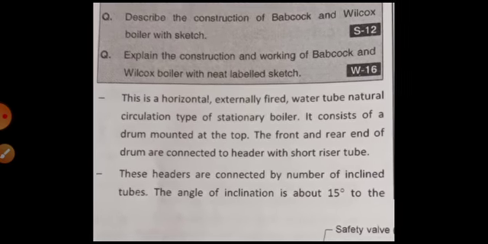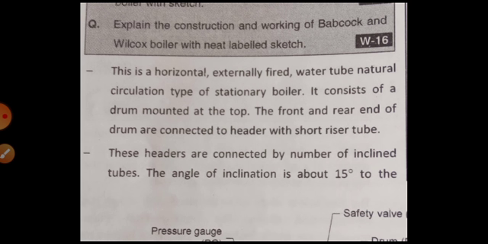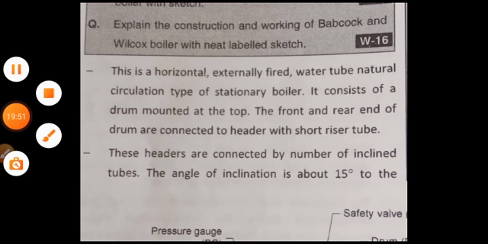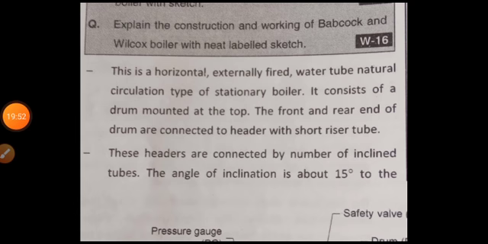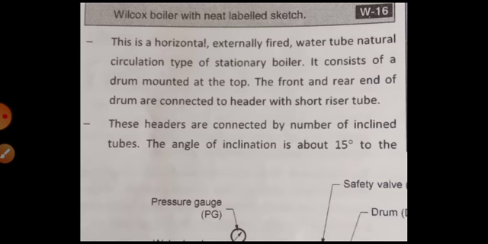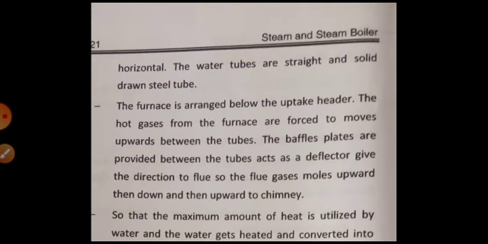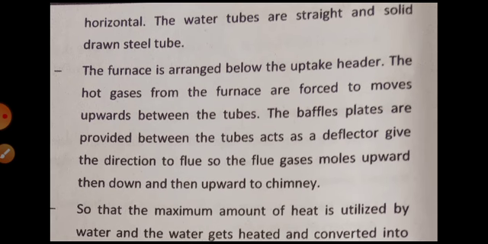Okay, let's move to study the Babcock and Wilcox boiler. This is a horizontal, externally fired, water tube, natural circulation type of stationary boiler. It consists of a drum mounted at the top. The front and rear ends of the drum are connected to headers with short riser tubes. These headers are connected by a number of inclined tubes. The angle of inclination is about 15 degrees to the horizontal. The water tubes are straight and solid drawn steel tubes.